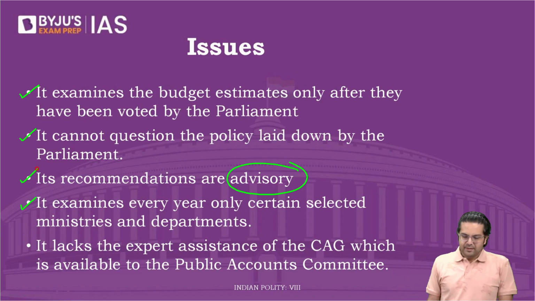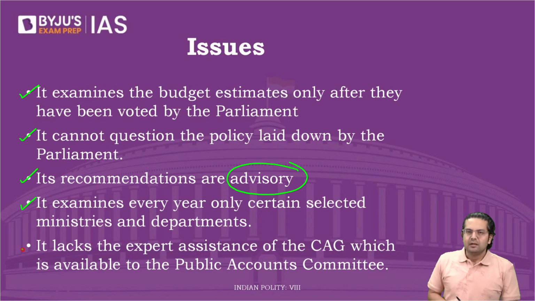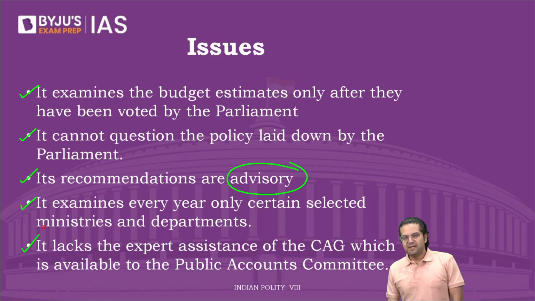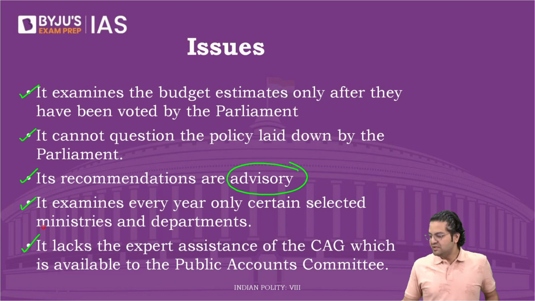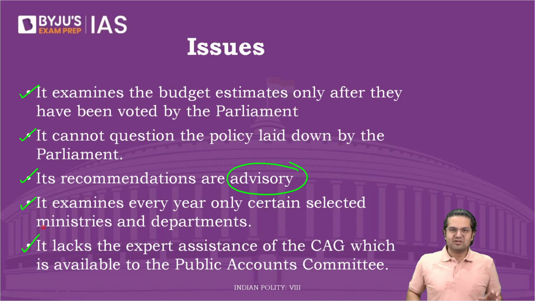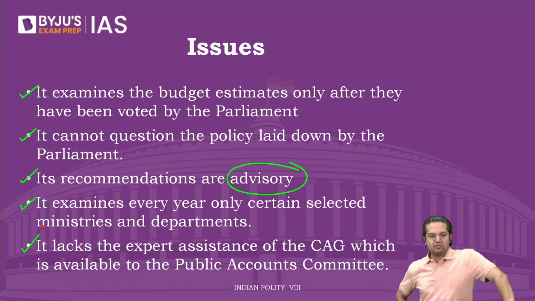And lastly, one issue with respect to this committee is that if you look at PAC, PAC has the help of CAG. We say that the CAG is a friend, philosopher, guide to the PAC. But such expert assistance of CAG is not available to the Estimates Committee. Clear? So these are the issues.